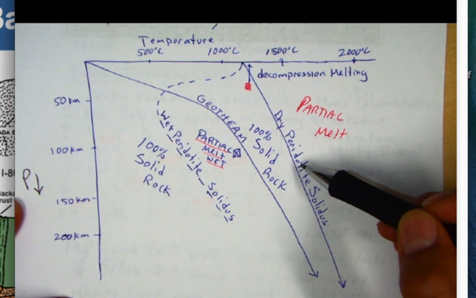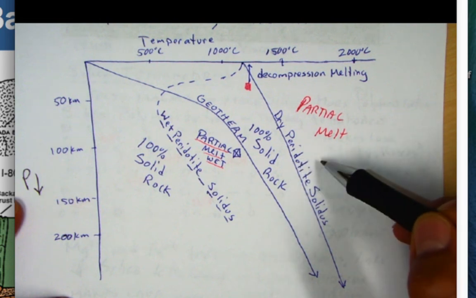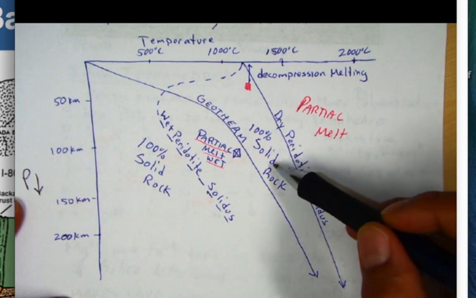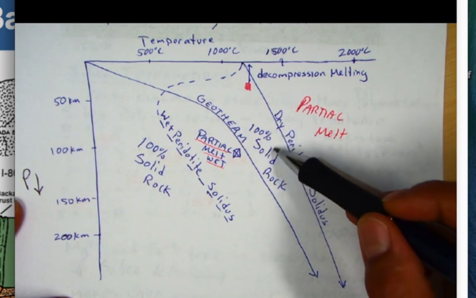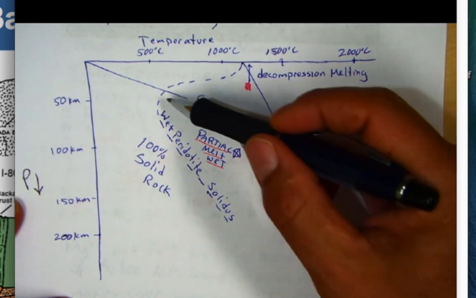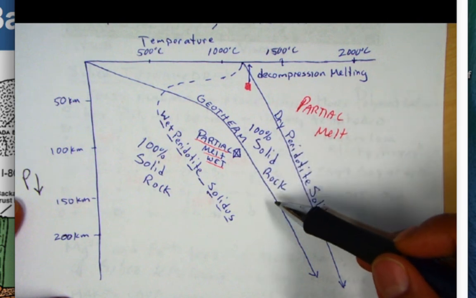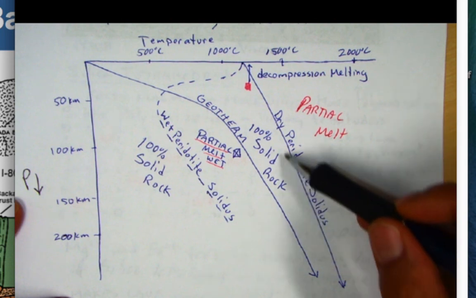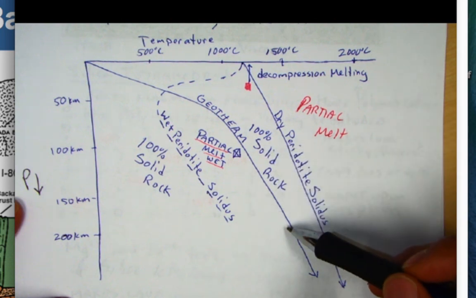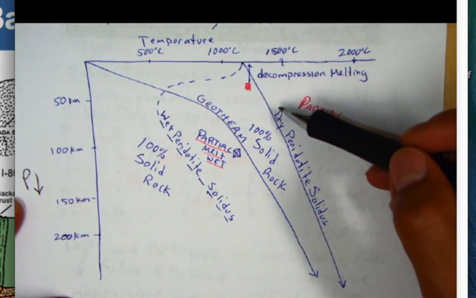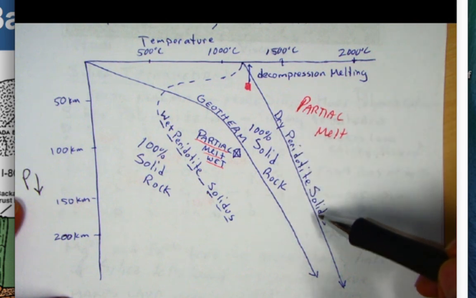So one thing about this dry peridotite solidus, note that as you go deeper, you need more temperature to melt the rock. If you're to the right of this solidus, then you have a partial melt. You'll have magma. But if you're to the left of it, you have 100% solid rock. This other line here is the geothermal gradient. So as you go deeper in Earth, it gets hotter, right? So note that even deep down here, we're not hot enough to melt the rock. We're still in the area of 100% solid rock. So that's why the mantle is primarily solid, right? It's not magma.